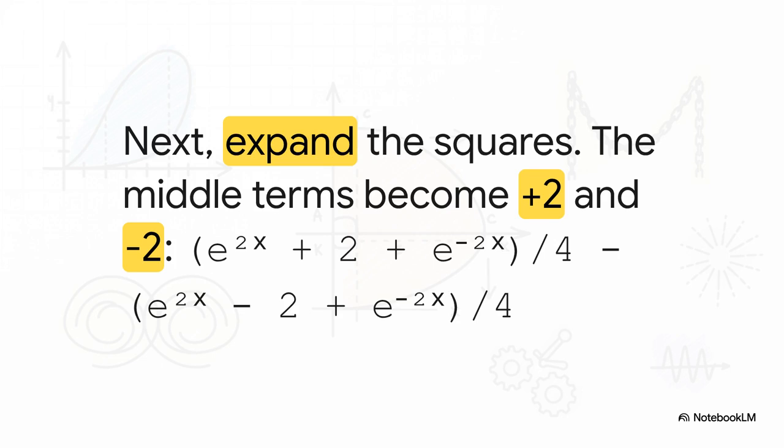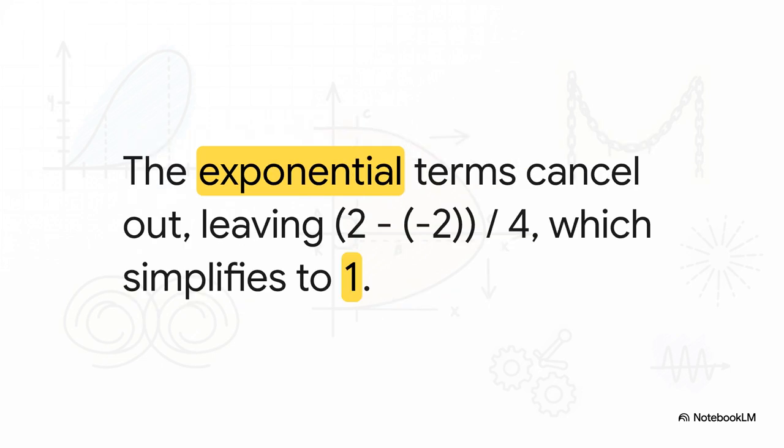That's the key. And here's the beautiful part. When you subtract the second thing from the first, all those e to the whatever terms, they just cancel out. Poof, gone. You're left with 2 minus -2, which is just 4. And 4 divided by 4 is 1. And there you have it. The identity works. So cool.